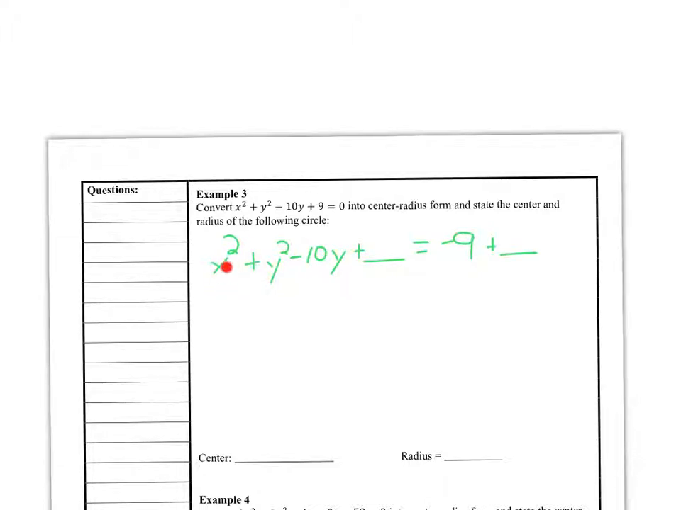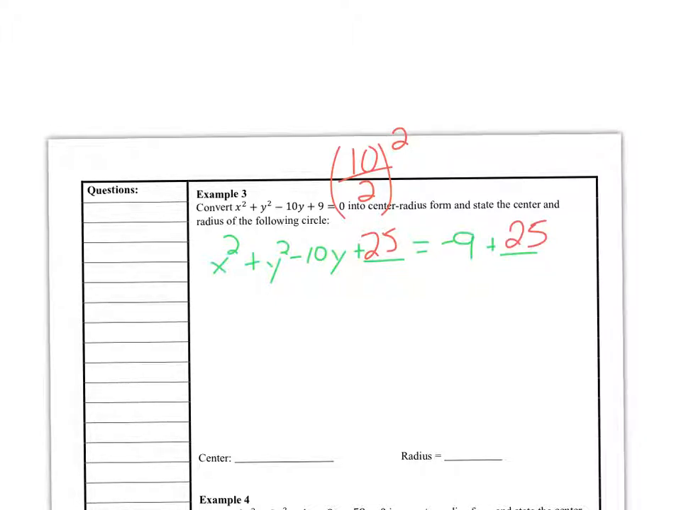I mean, there's no x that I can half and then square, so there's nothing to add over on the right-hand side because there's nothing to add on the left. So I only have to work and worry about the y's. So half of 10, so again, 10 over 2 squared, that's going to be 5 squared. We're going to add 25 to both sides.